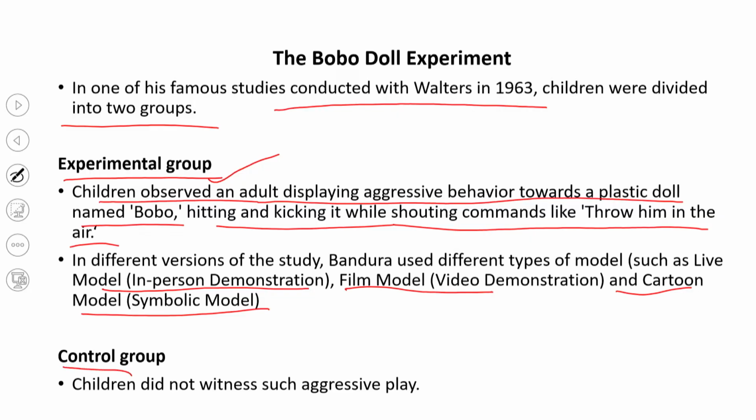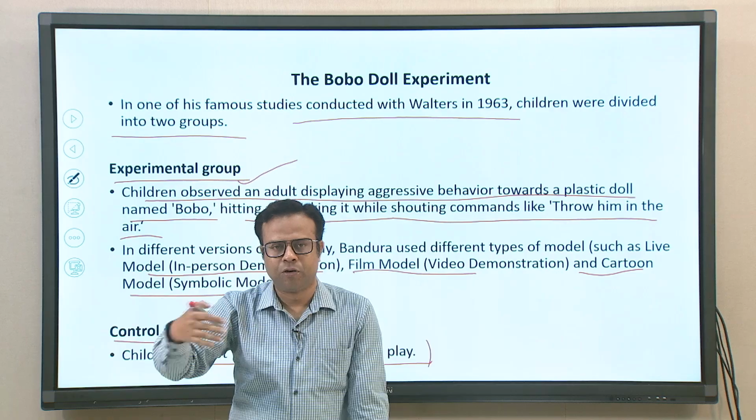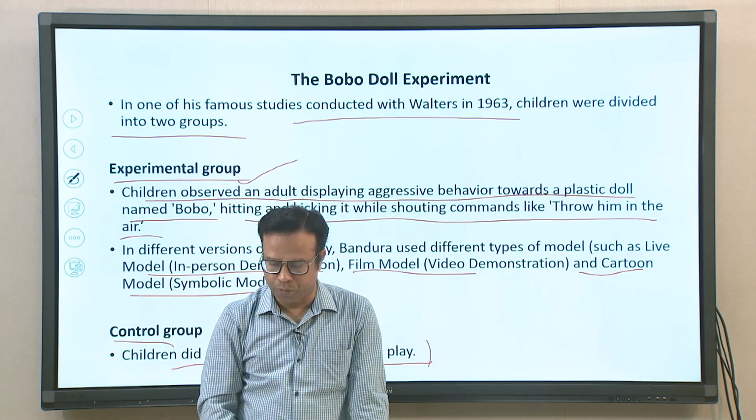In the control condition, the children did not witness any such aggressive play. So, there was no display of aggressive behavior with the Bobo doll. That was a neutral condition. So, these two groups of children were exposed to different conditions. One was the experimental group, one was the control group.